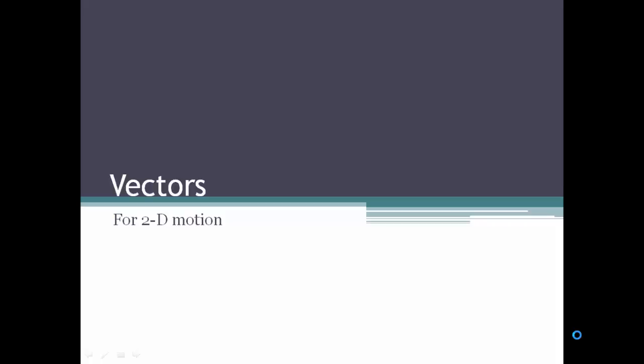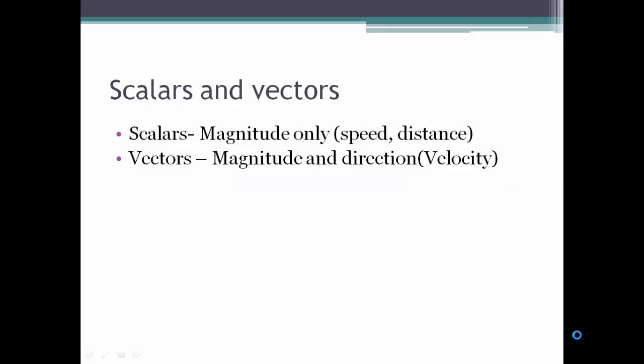Vectors for two-dimensional motion. We've already learned scalars and vectors. Scalars are the quantities that can be completely defined using their magnitude only. For example, speed and distance. Vectors are the quantities that require magnitude and direction to describe them completely. For example, velocity. Any vector A can be represented by putting an arrow on it.